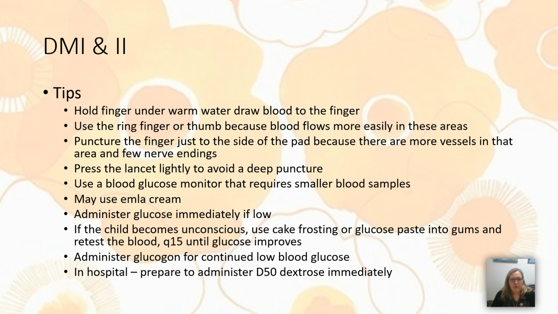So with both type 1 and type 2, there's some tips you can teach them. If they're having trouble getting blood into the finger stick area, you can put it under warm water. That'll draw blood to the area. The ring finger is preferred because it has more blood flow. So teach them to use the ring finger.